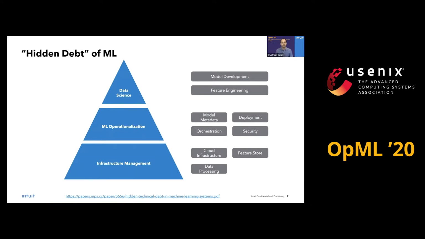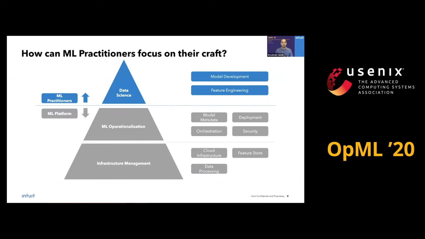And that's how we came up with a delineation of what the ML platform does and what our ML practitioners do. The ML platform wants to take the burden of operationalization and infrastructure management away from our practitioners so that they can focus on their craft, on building great models, on building fantastic experiences that put more money in our customers' pockets.